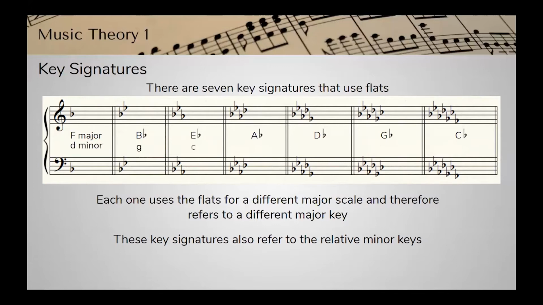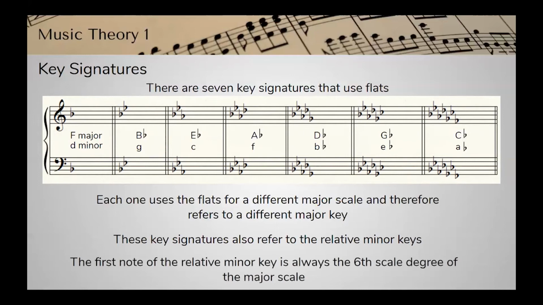Okay, so these key signatures also refer to the relative minor keys, just like the sharps. So F major and D minor share key signature. The one with 2 flats there is for B flat major and G minor. 3 flats also refers to C minor. 4 flats refers to F minor. 5 flats refers to B flat minor. 6 flats refers to E flat minor, and 7 flats refers to A flat minor. And again, if you want to find the relative minor key, you can either look at the 6th degree of the major scale, or you can go down 1 step plus 1 half step to get to the same note. Okay, so those are the flat key signatures.